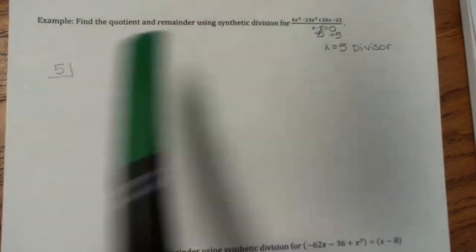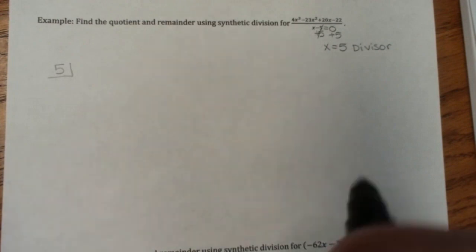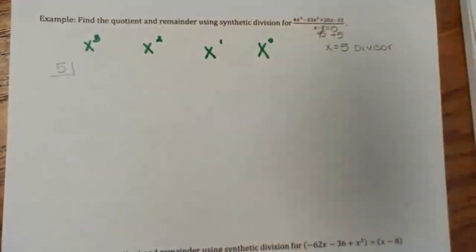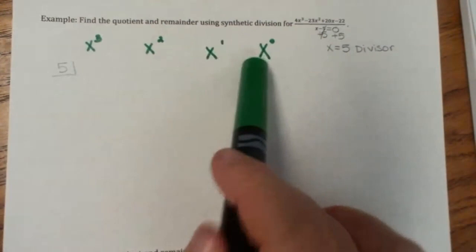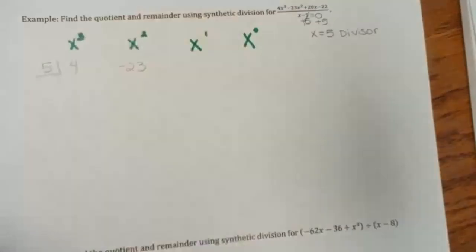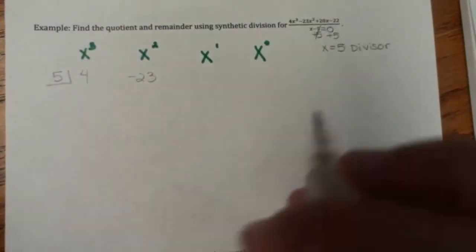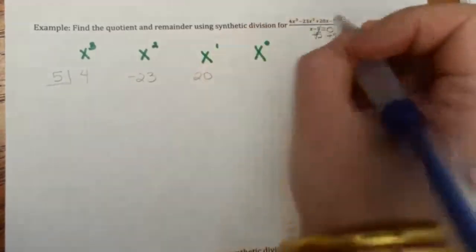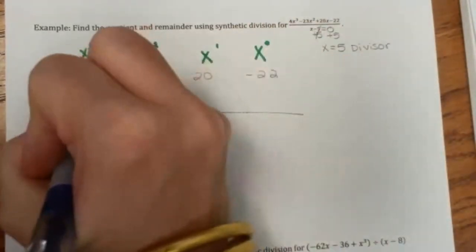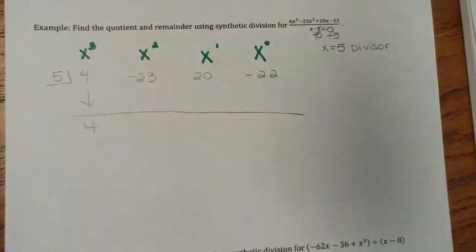So notice my highest exponent here is x cubed. So now my columns are going to start off with x cubed and then go all the way down to 0. So x cubed, x squared, x to the first power, and x to the 0 power. So 3, 2, 1, 0 x's in descending order going down. So now looking, I have positive 4x cubed. I have negative 23x squared. Don't forget that negative 23x squared. Positive 20x, and then minus 22, so negative 22. We're set up. I just need to bring down this first number, so bringing down that 4.